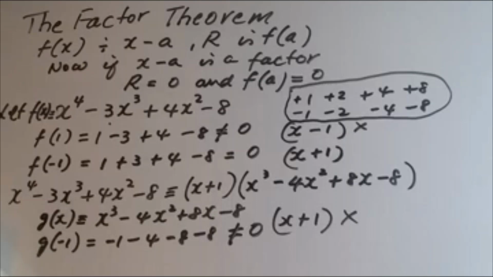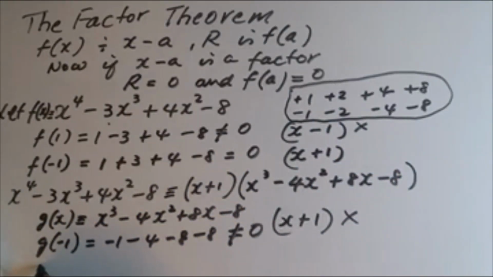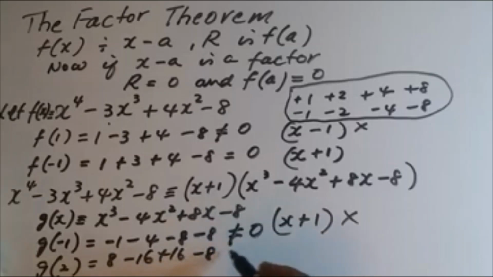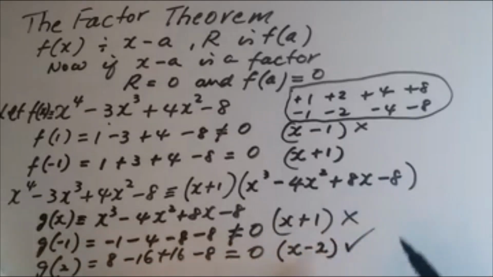What about if we try, now we're going to move on to 2. So g of 2, and what do we have? We have 8 minus 16 add 16, and we have a minus 8, and this is clearly equal to 0, so we know that x minus a, which is x minus 2, is a factor.